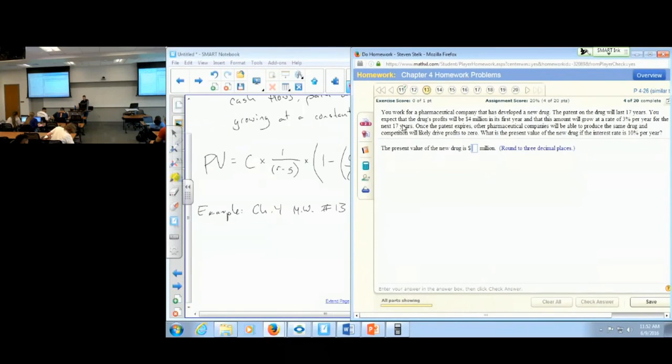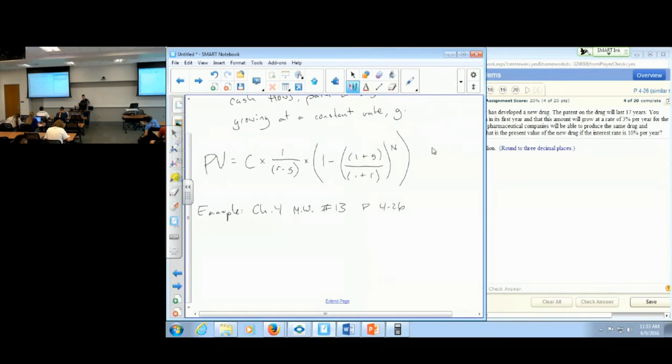The setup for number 13 says you work for a pharmaceutical company that has developed a new drug. The patent on the drug will last 17 years. You expect the drug's profits will be $4 million in its first year, and this amount will grow at a rate of 3% per year for the next 17 years. Once the patent expires, other pharmaceutical companies will be able to produce the same drug, and competition will likely drive profits to zero. What is the present value of the new drug if the interest rate is 10% per year? All right, let's map out what we know from this problem.